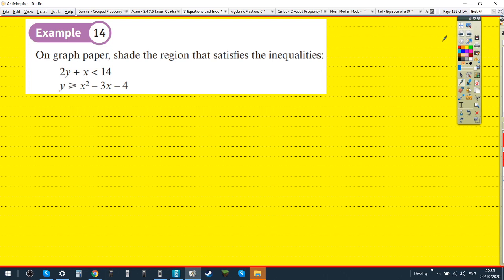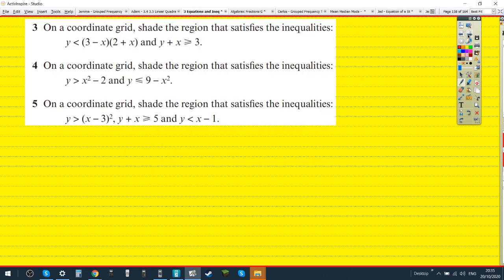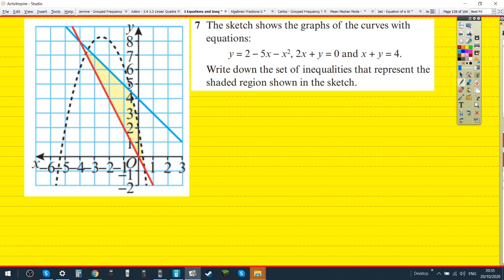See, they want me to do more drawings. So they want you to sketch this. Okay. Yeah. Oh, okay. Let's do this. What is this one? Set of inequalities that represent the shaded region.